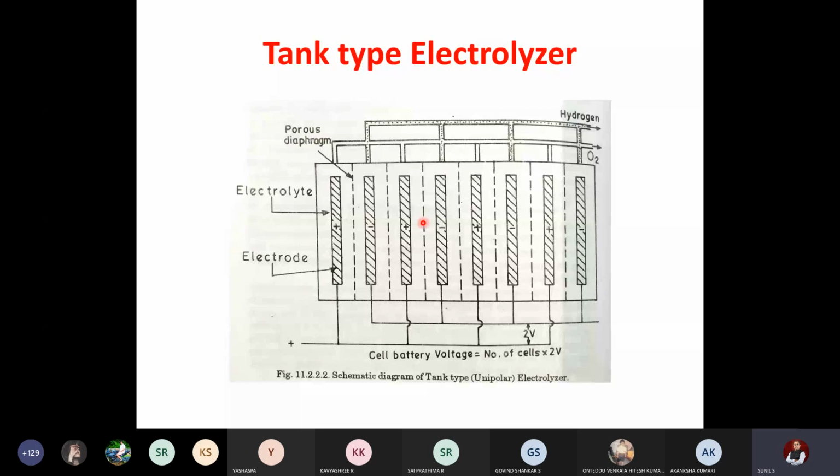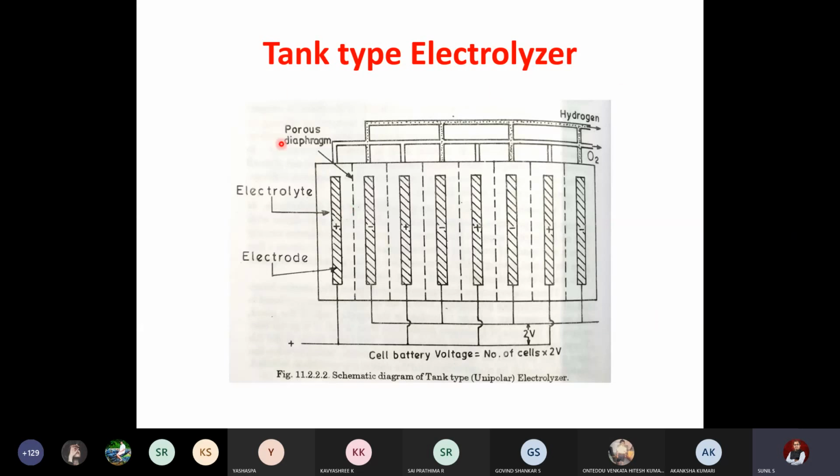So what happens, as we discussed, at the positive terminals oxygen is produced and at the negative terminals hydrogen is produced. All negative terminals are connected to one pipeline, so that whatever hydrogen is produced will be collected and stored in a tank. All positive terminals are connected to a separate pipeline wherein oxygen can be separated and stored. If these diaphragms were not there, the oxygen and hydrogen may recombine. So in order to avoid that, this diaphragm is placed. This diaphragm allows the liquid to flow through it and it will not allow the gas to flow through it.